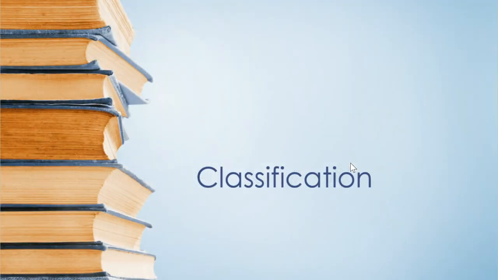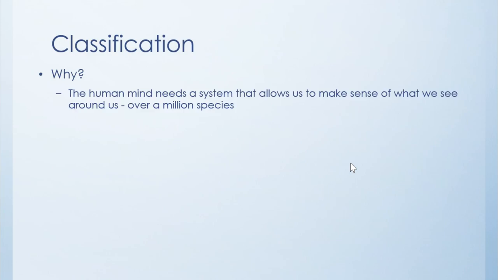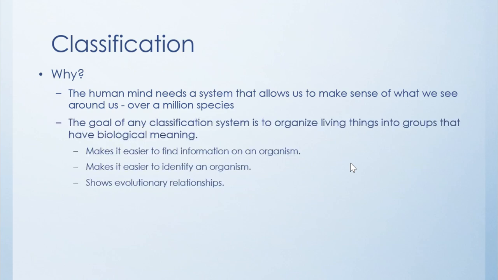Okay, now we're going to shift our thought. This is just kind of an overview of how we organize stuff and what the important stuff in that organization is for this course. So this is kind of like an intro, but I do want to talk about classification because this is a really important concept in biology. Why do we classify things? I already told you. We need a system to make sense of what we see. We have lots of information, and in order to really understand it, we have to organize it first. Now, the goal of any classification system is to organize groups not just arbitrarily, right, but into groups that have biological meaning, and that is good for a couple of reasons.